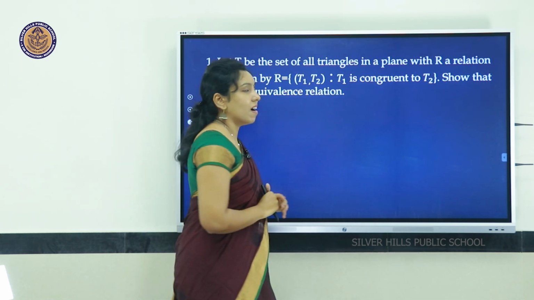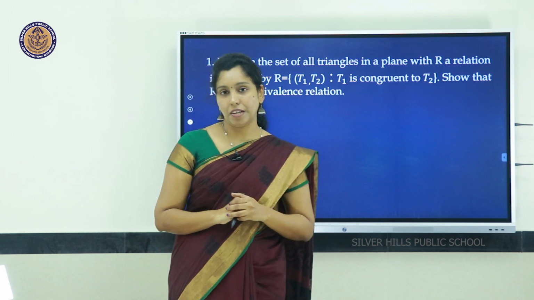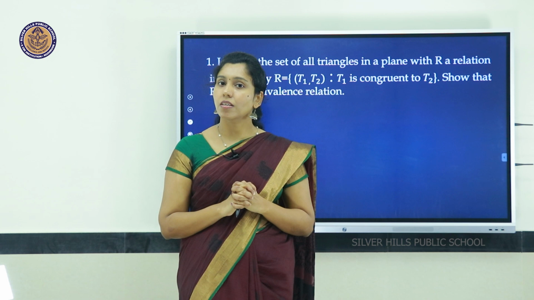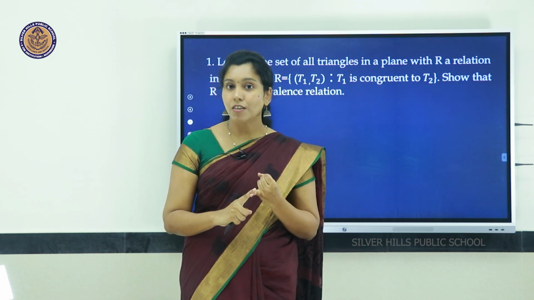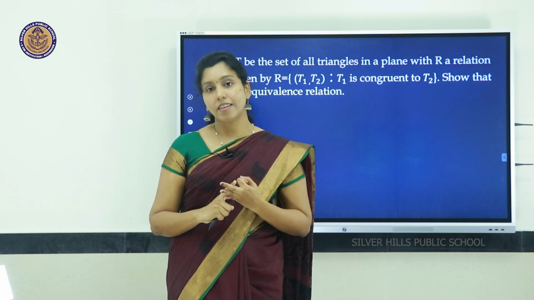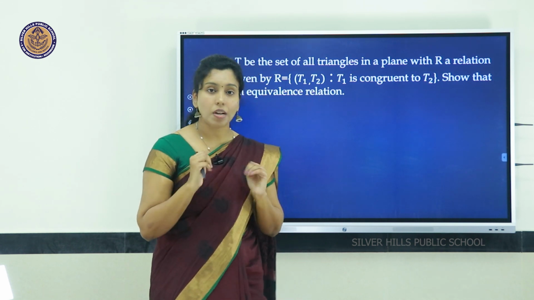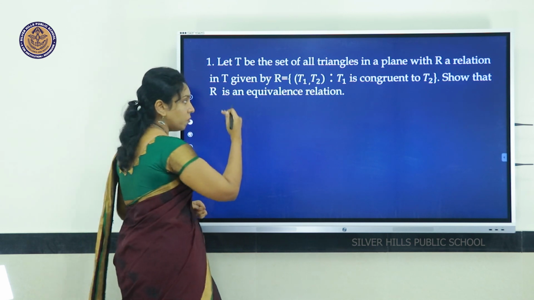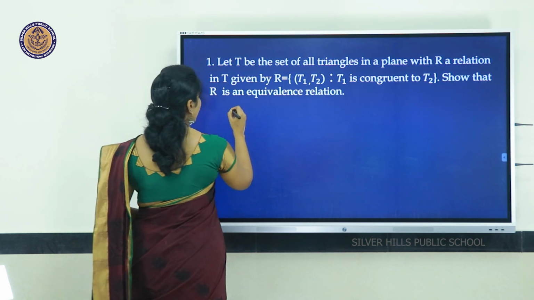Show that R is an equivalence relation. That means we know it will be reflexive, symmetric and transitive. We just have to prove it. So, let us see how to write the proof. We go in order. The first one is reflexive.